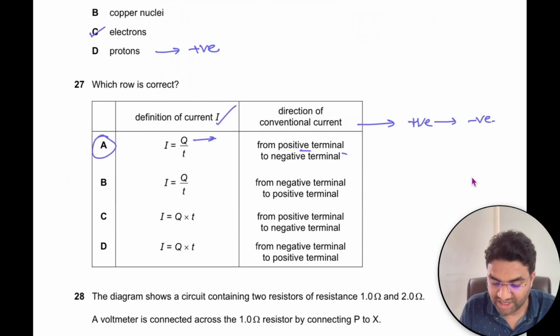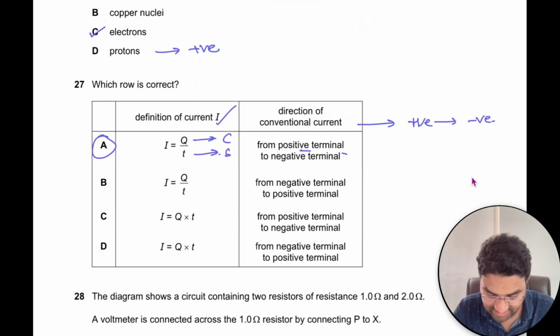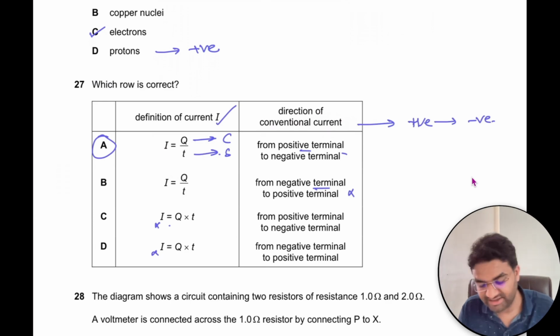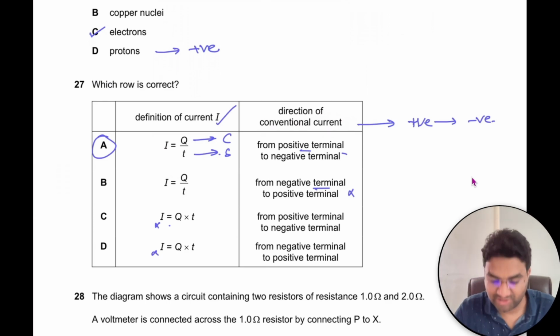Unit for charge, coulomb. Unit for time, second. So just remember these things. The second option is negative to positive, which doesn't make sense. Then the formulas are not correct in C and D, so we can remove them automatically.